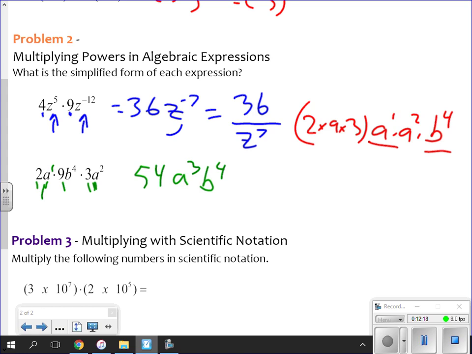If I have a variable that only appears by itself, like here I have the B, there is no other B, just this B here. That means I have it here. I don't do anything to it. I just smack it on the end. Okay?